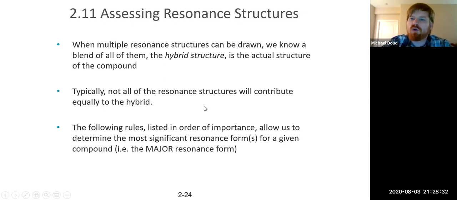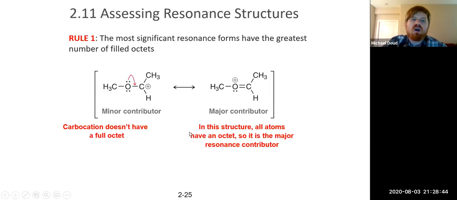It's all about the formal charges and the way the formal charges are listed. Once we figure out which one is the best for the individual rules, we can identify what the major contributor to the hybrid structure is going to be. Okay, so first up, rule number 1: the most significant structure is going to have the greatest number of filled octets. So rule number 1 is basically the octet rule.